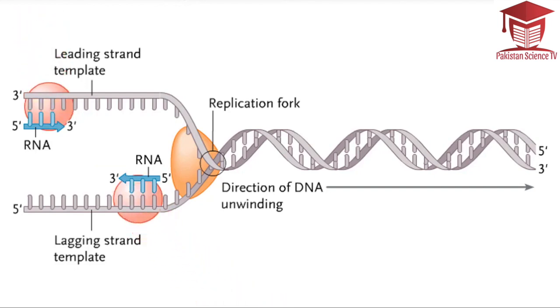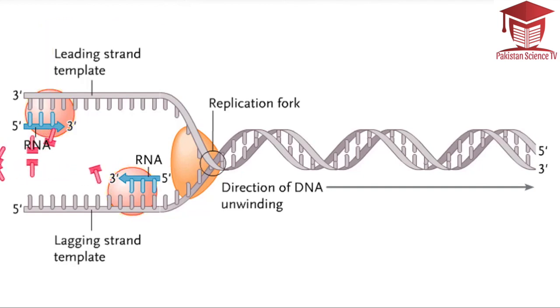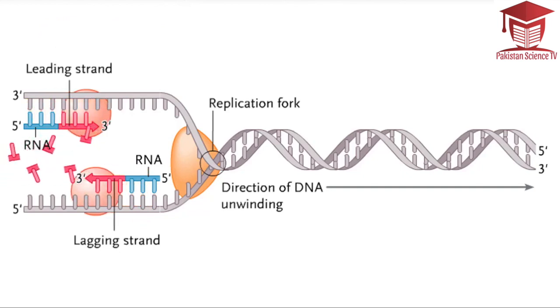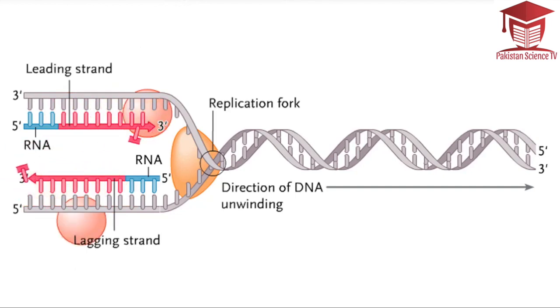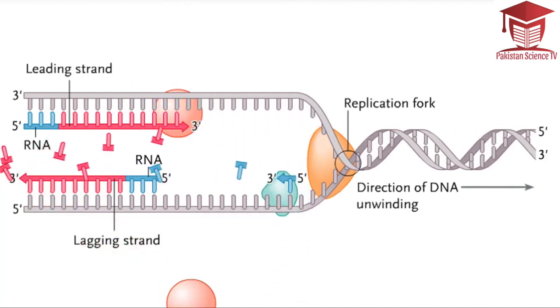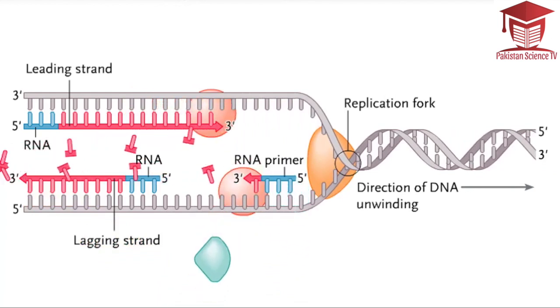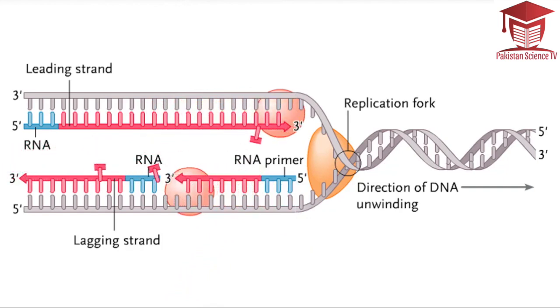A DNA polymerase molecule attaches to each DNA template strand at the 3' ends of the RNA primers. Each DNA polymerase begins adding DNA nucleotides to extend the primer in the 5' to 3' direction. As the replication fork opens, the DNA polymerase on the leading strand template continues to synthesize a new DNA strand. However, the DNA polymerase on the lagging strand template, which can only synthesize a new DNA strand in the 5' to 3' direction, is moving away from the replication fork.